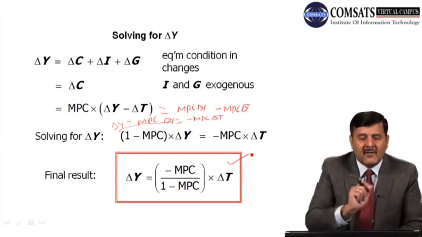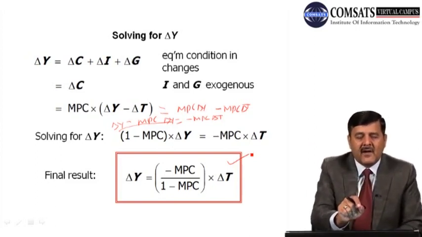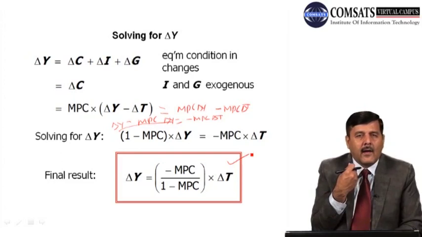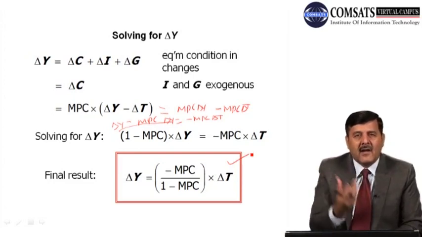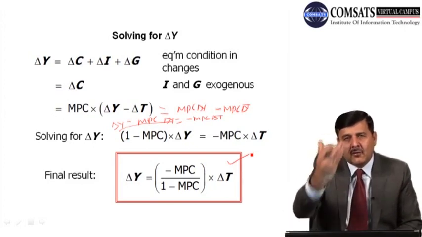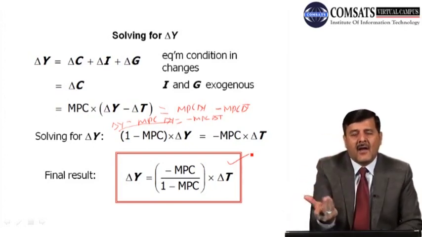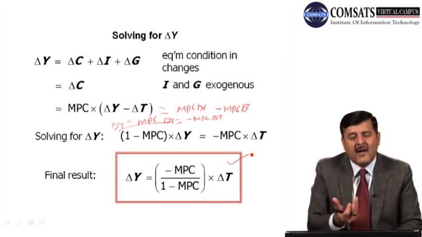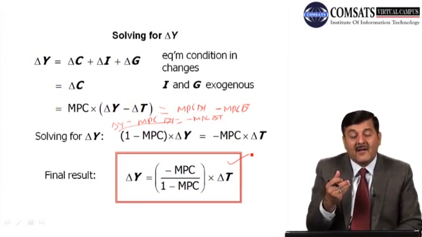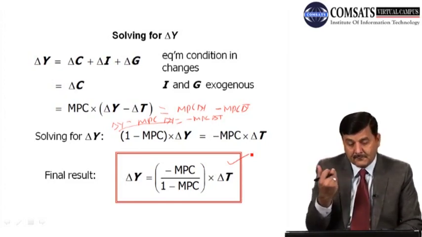मैं दोबारा repeat करता हूँ. We started with delta Y is equal to delta C plus delta I plus delta G. Now we can solve this equation for delta Y. Here we are assuming that I and G are exogenous. So उनका जो derivative है, जब exogenous होते हैं, constant होते हैं, constant का derivative क्या होता है? 0 होता है. So delta Y is equal to delta C, and we know that C depends on disposable income. Delta C की जगह replace करेंगे delta Y minus delta T.